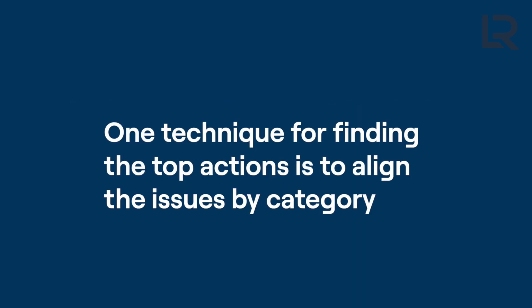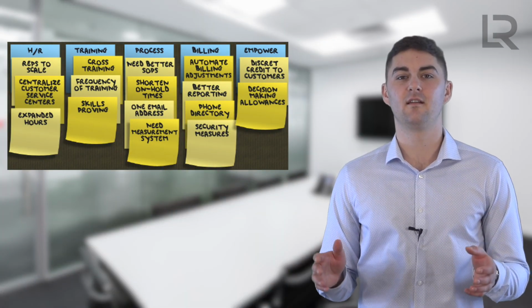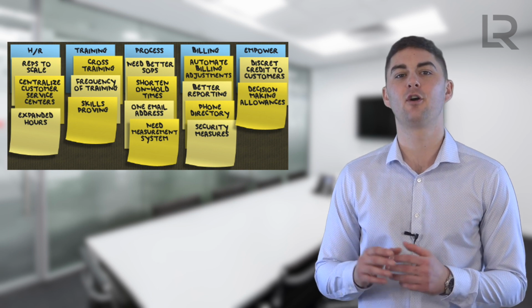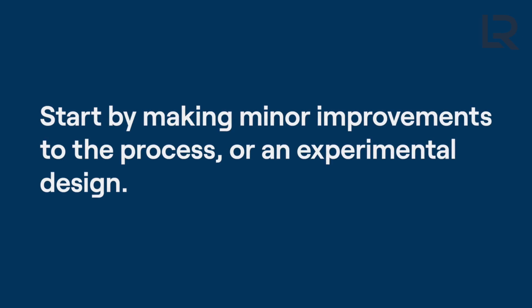One technique for finding the top actions is to align the issues by category. Here's where you can organize them and visualize where most of them are occurring in the process. Now that we know what to focus on, start by making minor improvements to the process or an experimental design.